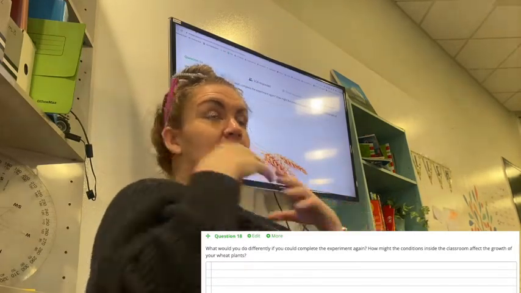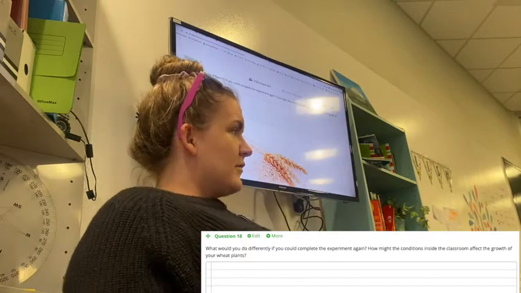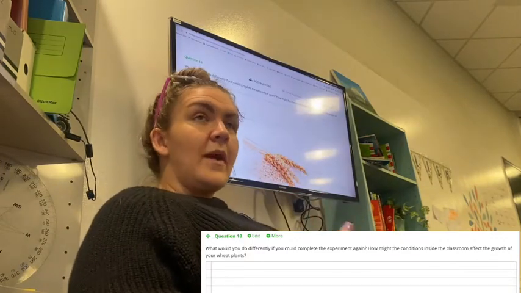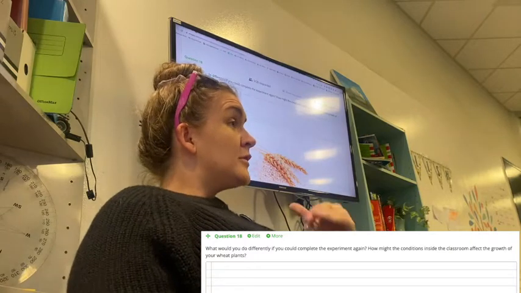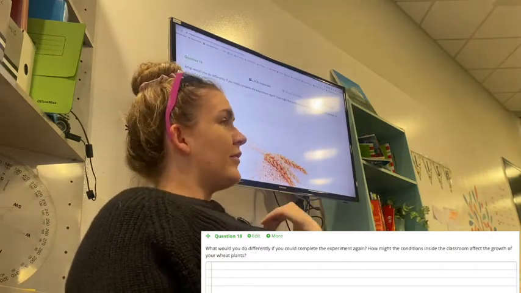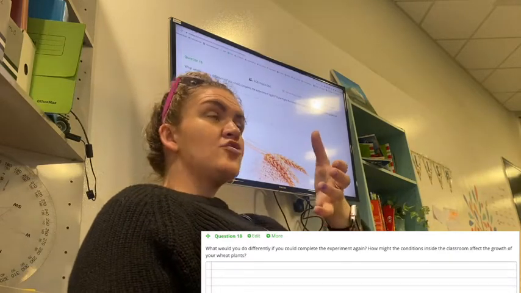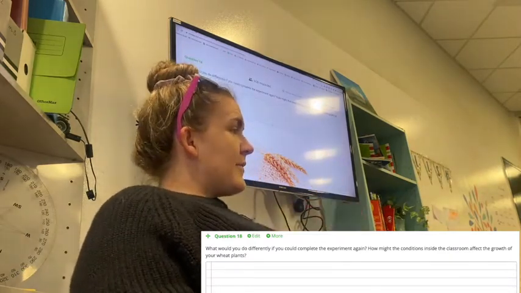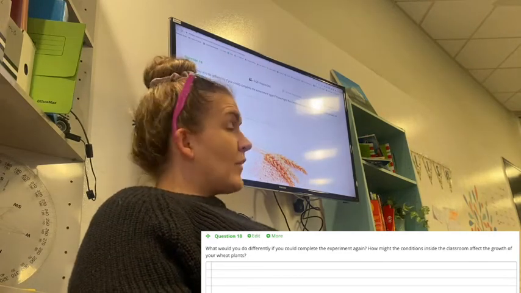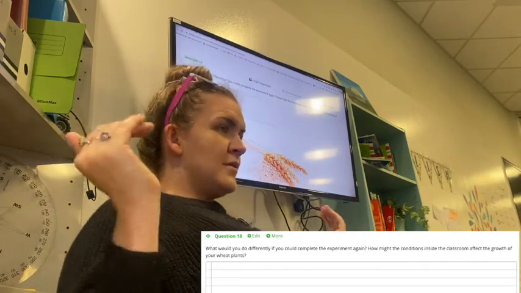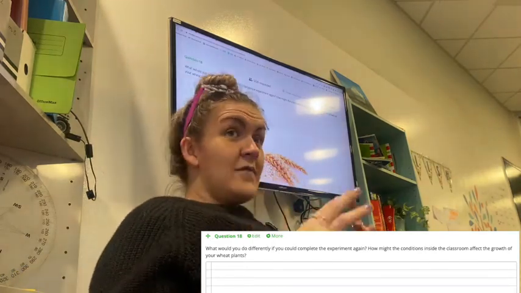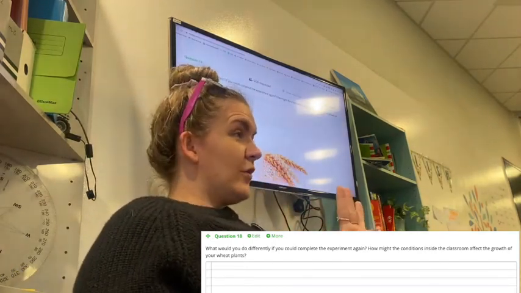And lastly, how could the classroom affect the results? Do you think that anything in the classroom affected the way that they grew? Okay. Last year, the plants were dry all the time. They never got enough water. This year, they're always drowning. How do you think that maybe the classroom environment affected your plants? Anyone have any questions? Are we all good for the last 4 questions?